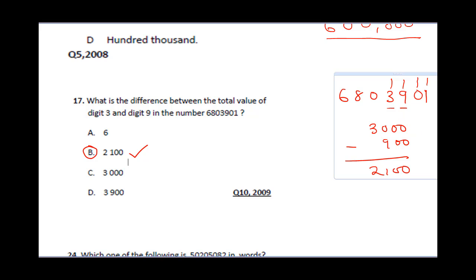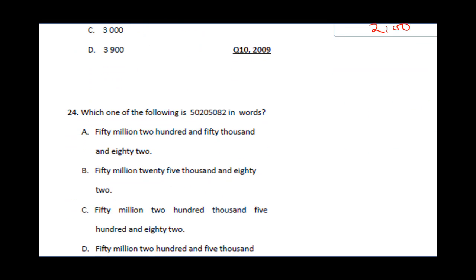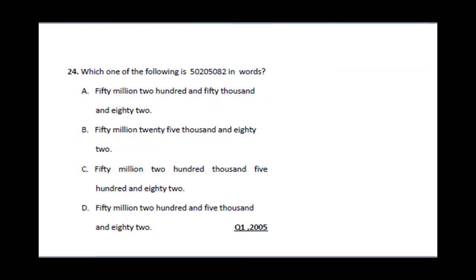Okay, so the next question says, which one of the following is 5020 5082 in words? Okay, the best way to approach this question is to forget about the options and write it out yourself. So we have 5020 5082. I'll put my comma here. Okay, so from here I can see the first thing I'll put is 50 million.